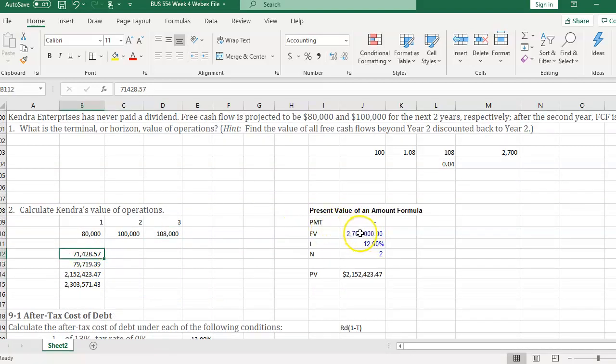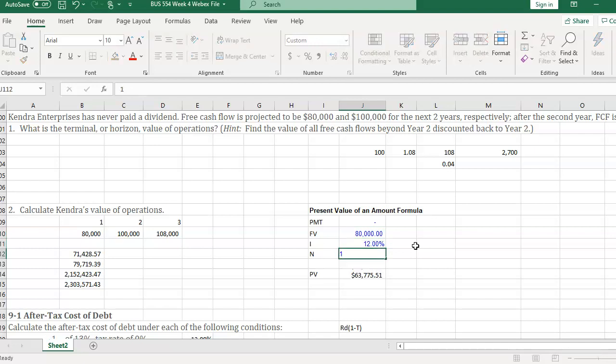So I'm using the present value calculation that we used from our present value chapter in the Excel file I gave you for that. So each one is like this. So I'll come back and redo these numbers. So 80,000 at 12% for 1 year is the 71,428. Then 100,000, 12% for 2 years is the 79,719. Then I have the horizon value, which is 2,700,000.